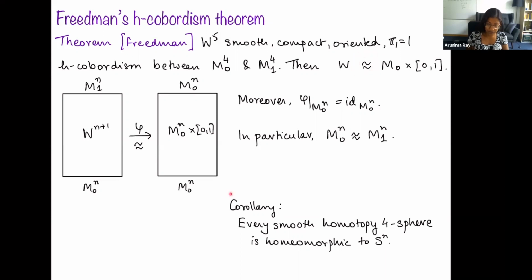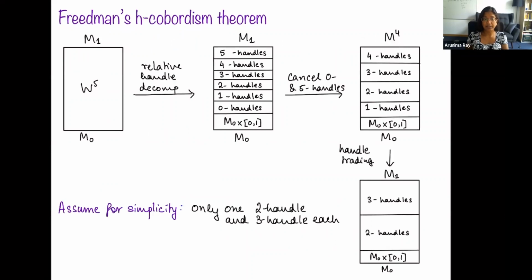Along that note, just like Smale's result, there's also a corollary here related to the Poincaré conjecture. If we use Wall's theorem from the previous slide, we see that every smooth homotopy n-sphere is homeomorphic to S^n. So a slightly weaker form of the Poincaré conjecture is a direct corollary of this result plus Wall. Okay, so let's get started with the proof of this theorem.